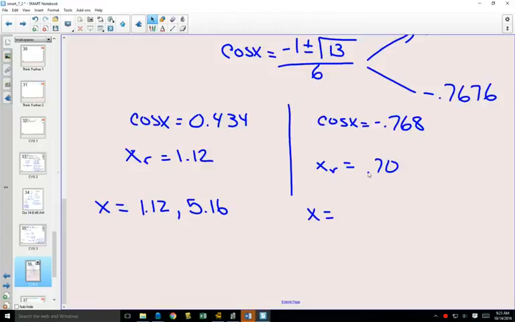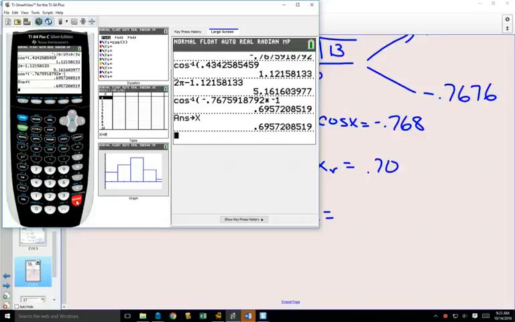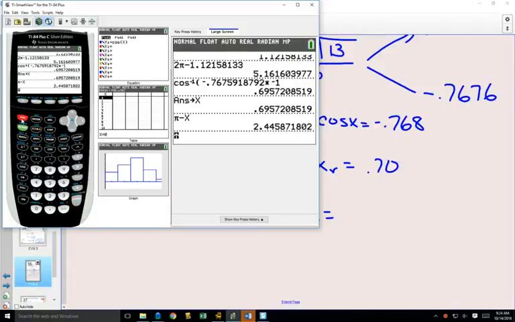Here, cos is negative. Store that as x. Cos is negative in quadrant 2 and quadrant 3. So in quadrant 2, I'll go pi minus my reference angle. In quadrant 3, I'll go pi plus my reference angle, 2.45 and 3.84.